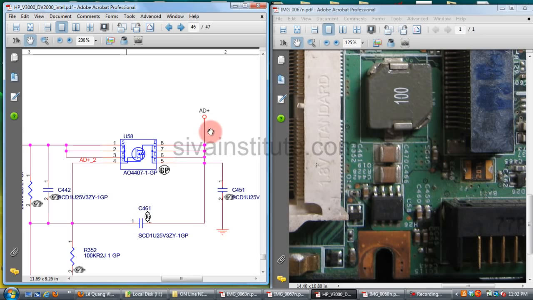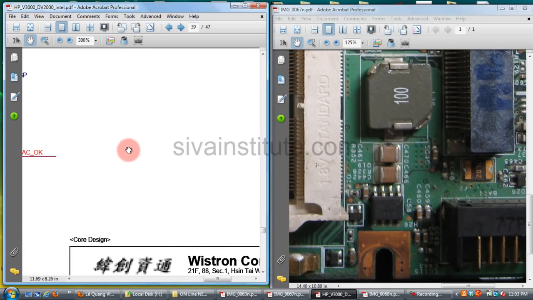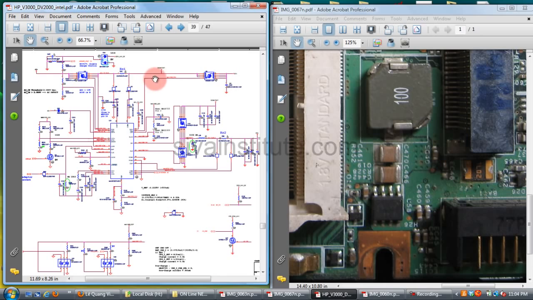Adapter plus. This voltage goes to the charger page, the charger IC page. The total pages are 47. This is the 39th page, 39 of 47. Charger MAX8725, this is the charger IC. This is the adapter path, and this is the battery path.